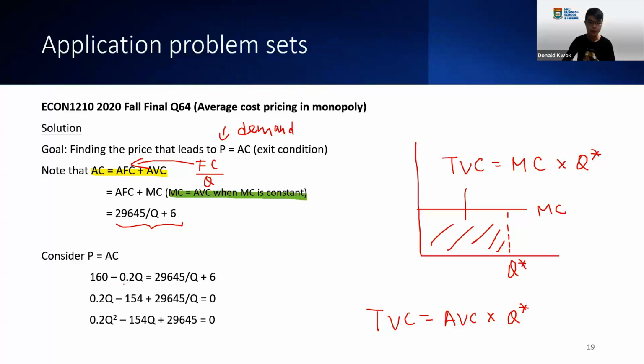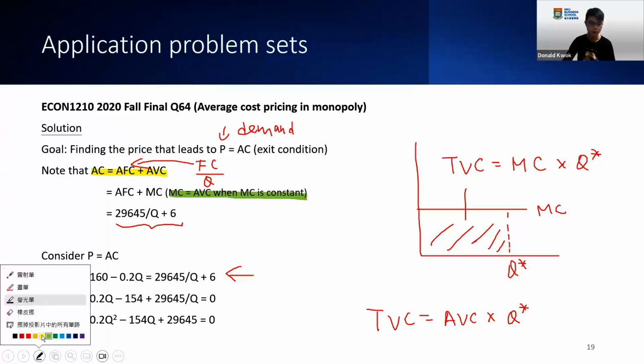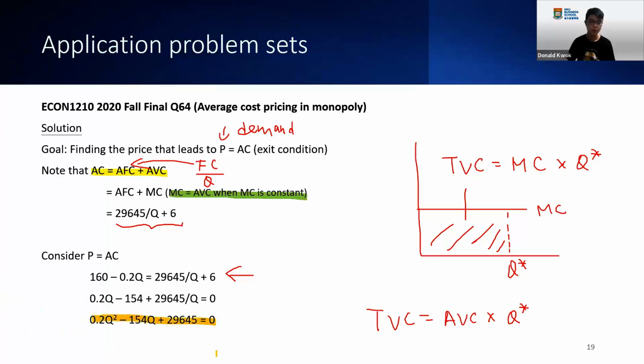Equating the demand expression with the average cost expression, which is like here. And after some rearrangement, you are able to find the general form of the quadratic equation here: 0.2q squared minus 154q plus 29,745 equals 0. And again, we can just plot y equals the left-hand side of this quadratic equation in GeoGebra so that we can find the x-intercept of the quadratic graph.